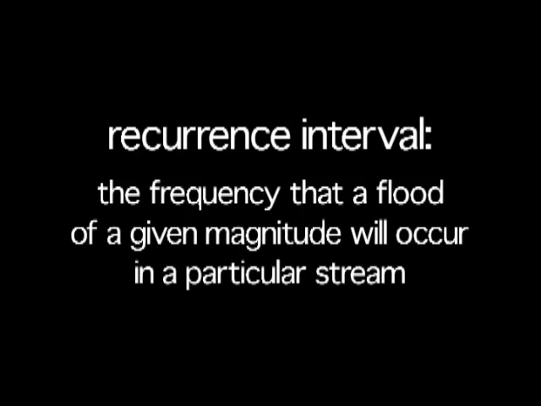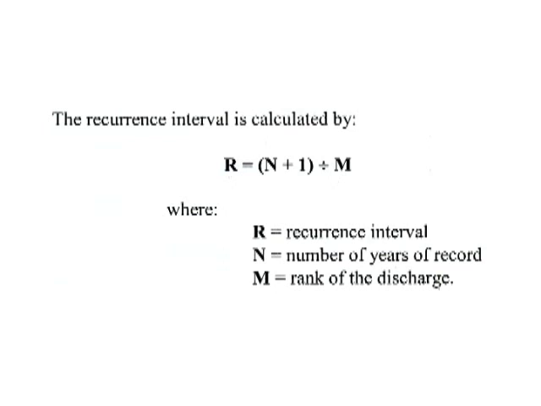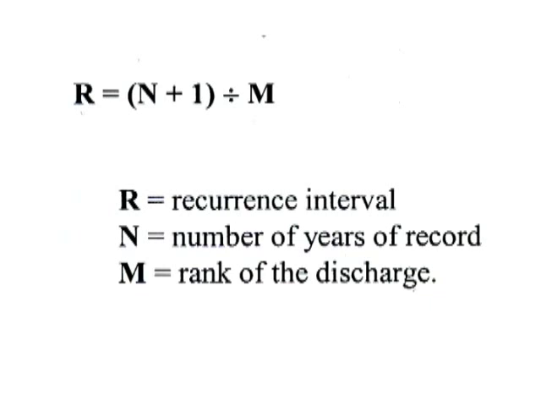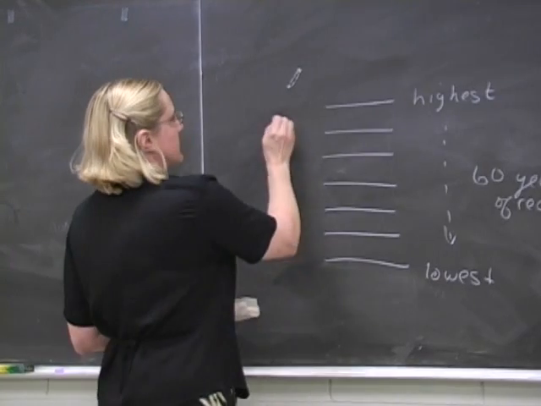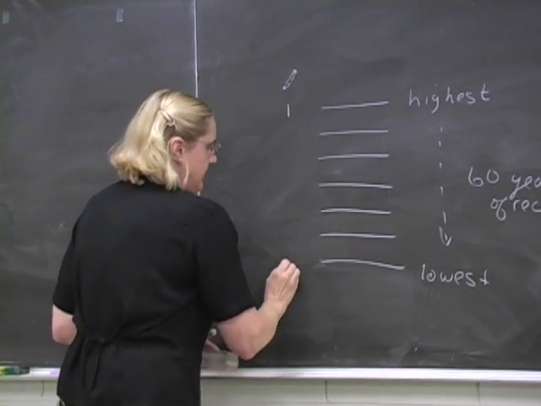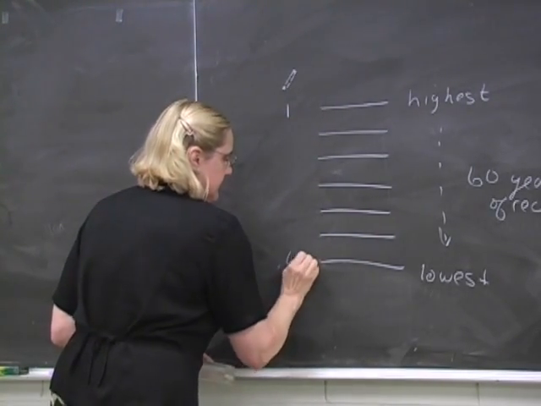Essentially, what you're going to calculate is the recurrence interval, or in other words, how often a flow of a given size would occur in a given year. The way we calculate that is the recurrence interval R is equal to the number of years of record plus 1, divided by the rank. So N is the number of years of record, and M is the rank. We want to rank these. We call the highest one number 1, and the lowest one, in this case, number 60.